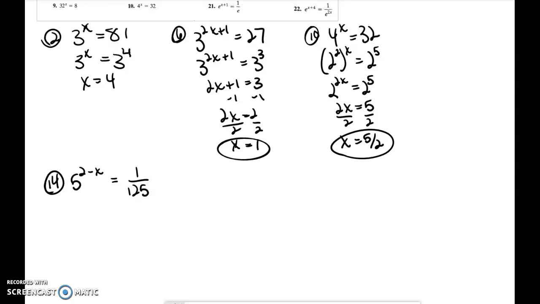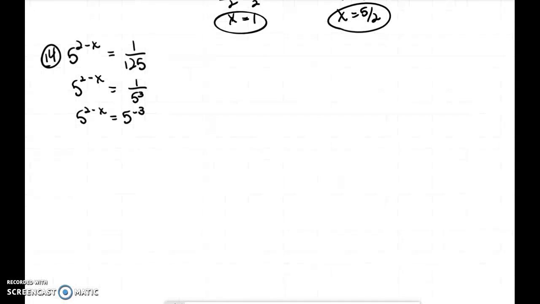Again, if I wanted to do it in 2 steps, just to take my time because I have time these days. So 5 to the 2 minus x, I could rewrite that as 1 over 5 to the 3rd. And then I have to remember that whenever I have fractions, I can rewrite them as negative exponents. So if that moves to the numerator, it just has a negative exponent. Okay, so then x would be equal to 5 for that one.